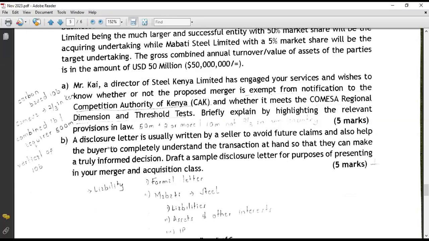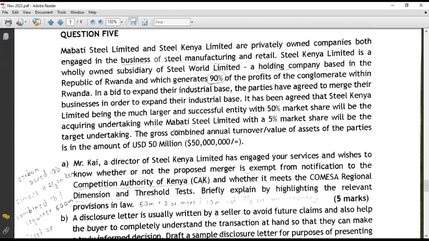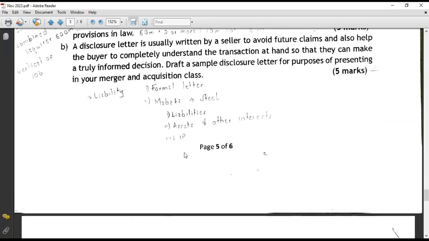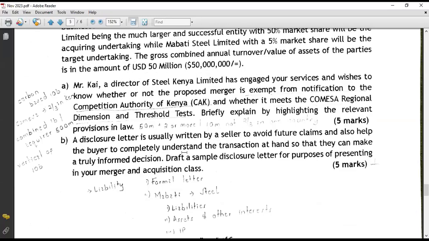So, on this, go and look at two things which have not been tested on mergers and acquisitions, which I'm suspecting might come. Number one is the complete process of merger and acquisition. Number two is drafting of a merger and acquisition agreement.